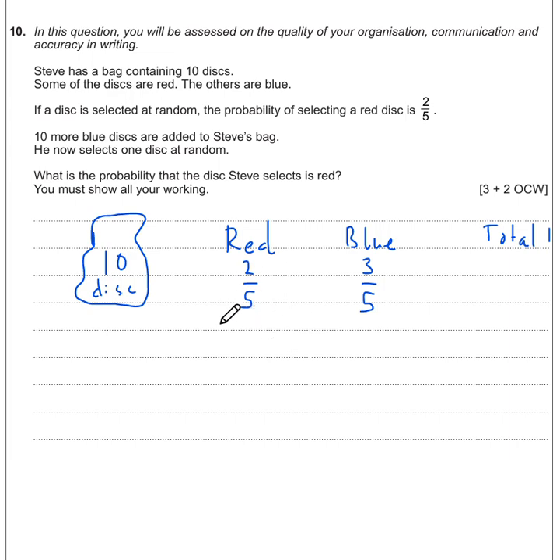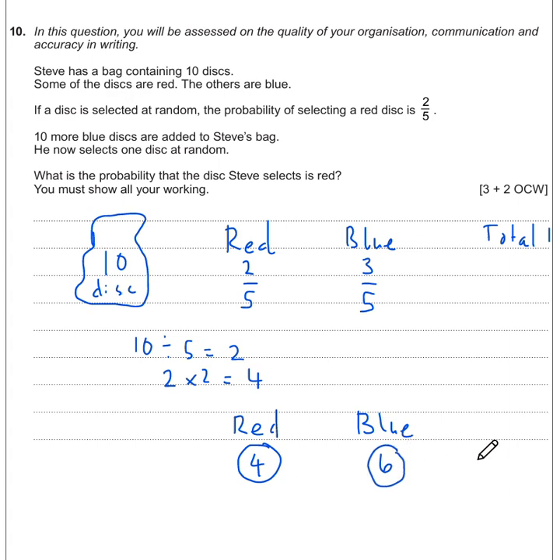Okay, so we saw from the fractions of amounts question, if we want to work out how many red we've got, we divide by the bottom and then we multiply by the top. So let's work this out. 10 divided by 5 is going to give us 2, isn't it? And then if we multiply by 2, that's going to give us 4 red. So we're going to have 4 red discs. There's 10 in the bag, so we're going to have 6 blue.